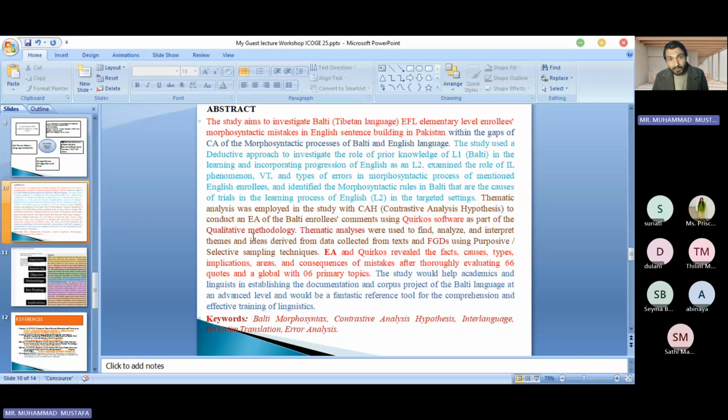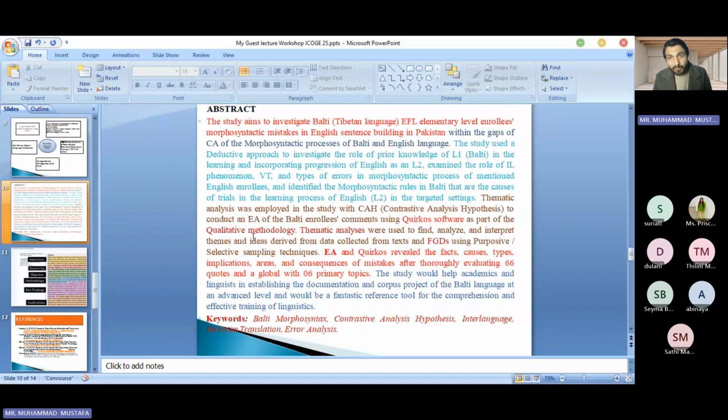The method is now mentioned here. The study used a deductive approach, which starts from theory and then goes ahead. So the study used a deductive approach, telling about the approach and methods, to investigate the role of prior language, L1, in the learning and acquisition progression of English as an L2.